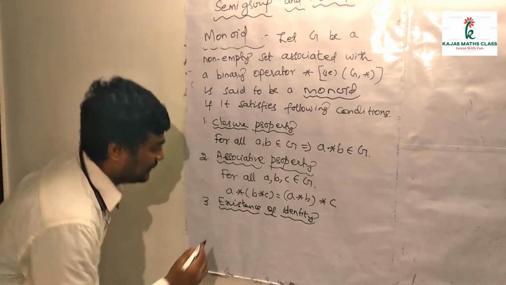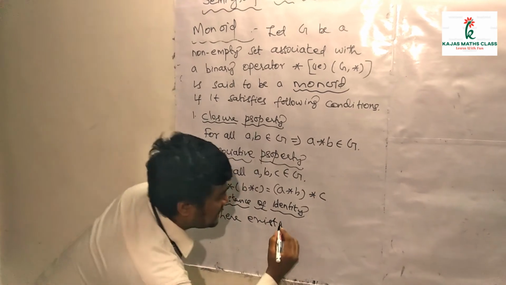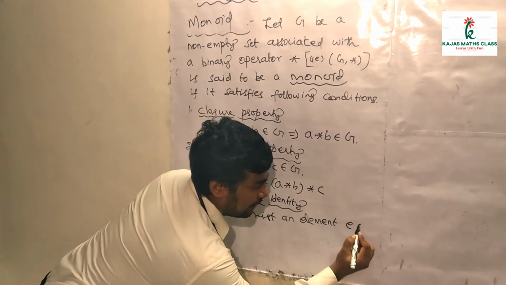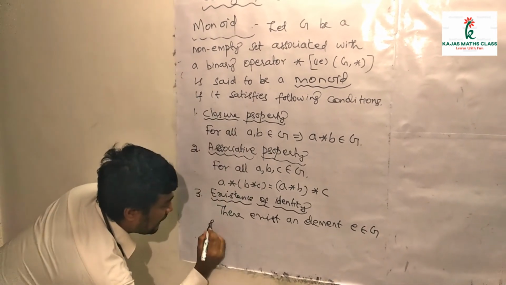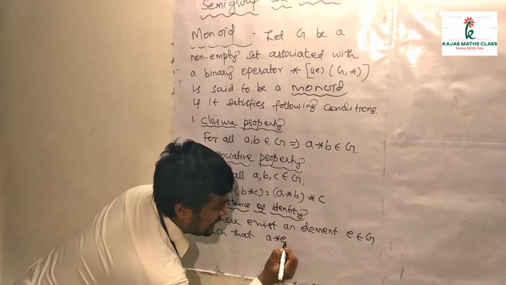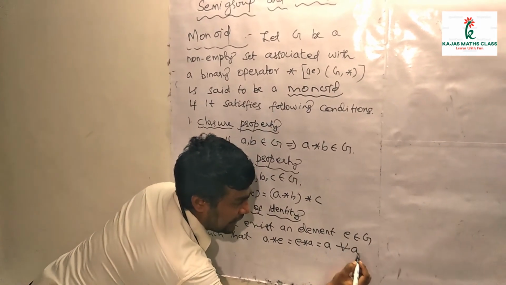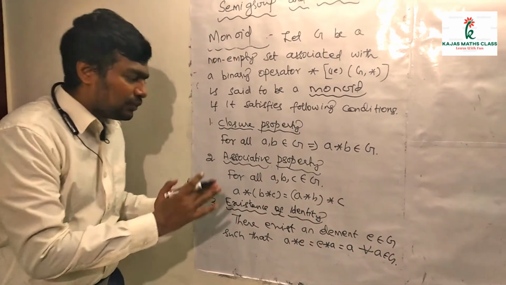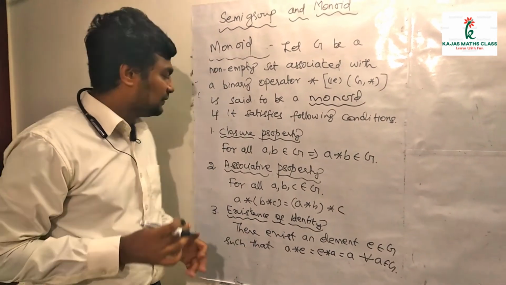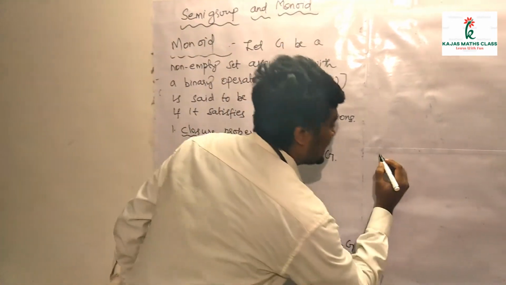Third condition, what is that? There exists an element, a special element we can say, an element E belonging to G such that A star E equal to E star A equal to A for all A belonging to G. Just identity property. If any non-empty set along with the binary operator star satisfies these three conditions, we will say that it is a monoid. Okay, let us see an example.